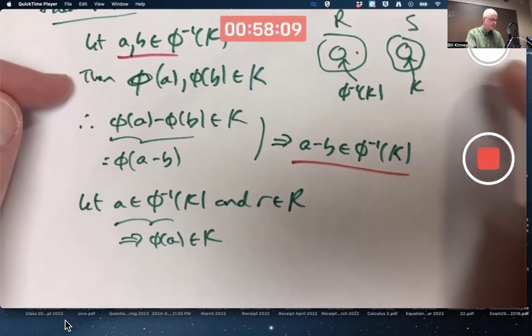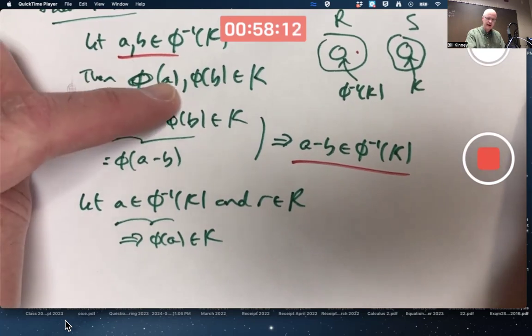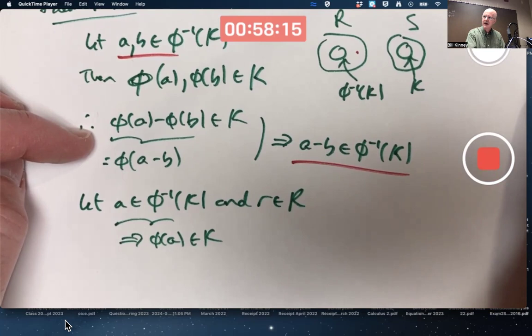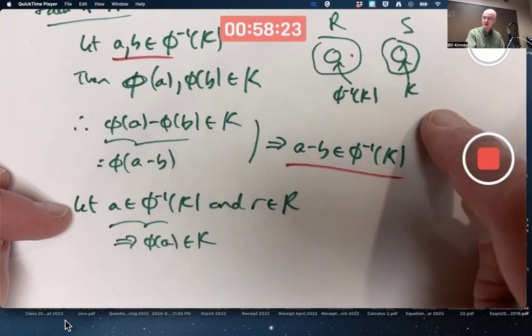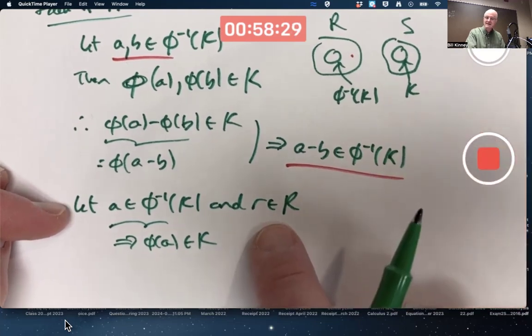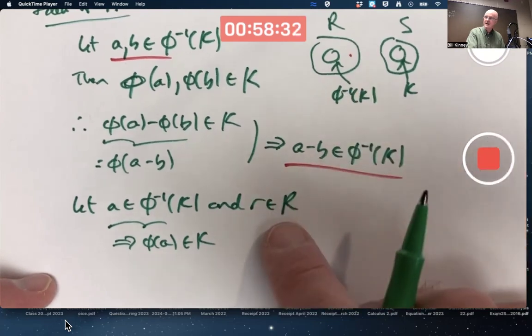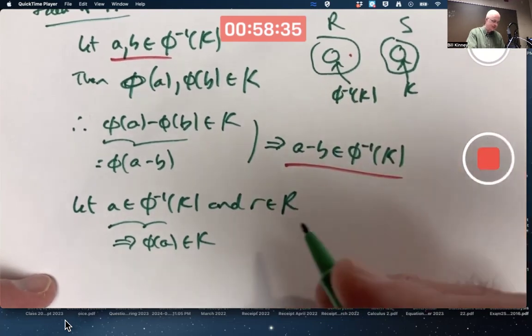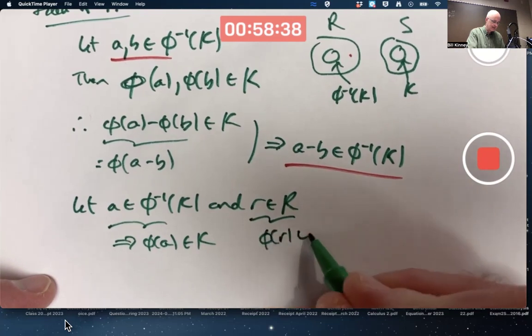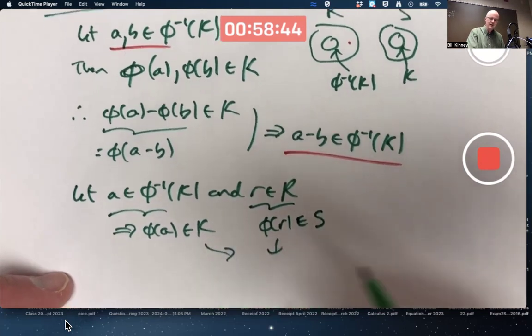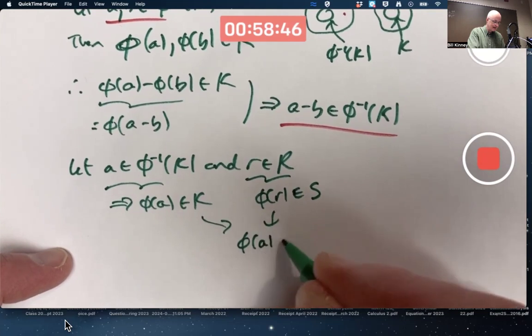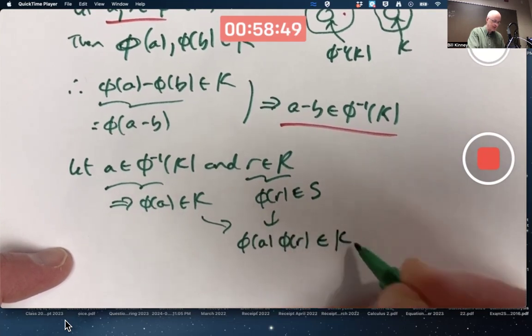How do we use it up here? Since we knew phi of A and phi of B were in K, that meant their difference was in K. K was closed under subtraction. We're trying to show the preimage is superclosed under multiplication. Probably we need to use the fact that K is superclosed. R is in R, it's not in the preimage, but it's still an element of R. I can still plug it into phi. Phi of R is an element of S. Since K is an ideal, this means it's superclosed. If I multiply these two things, they're both in K.